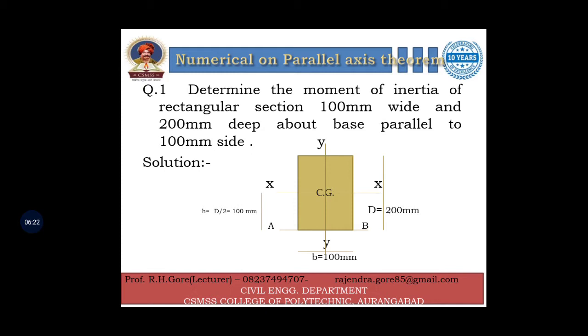So in standard problems in the previous lecture, we found the moment of inertia about the centroidal axes, that is Ixx and Iyy. By using this parallel axis theorem we can find the moment of inertia about some distance from the centroidal axes. Given data: b is equal to 100 mm width and depth is equal to 200 mm. Ixx and Iyy are the centroidal axes passing through CG, and AB is the parallel axis at which we have to find the moment of inertia.